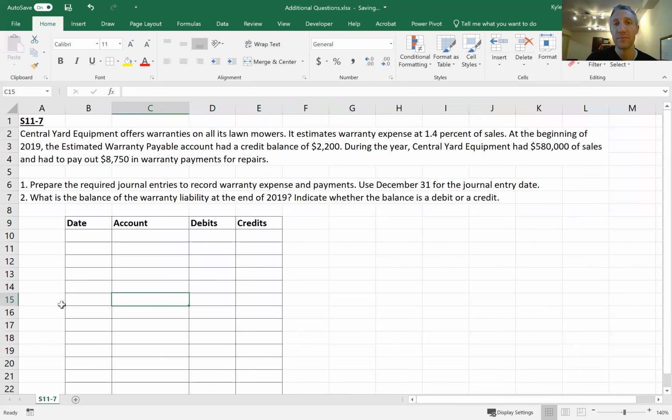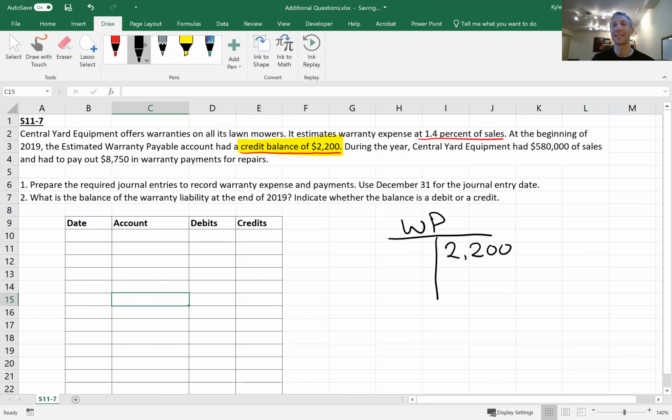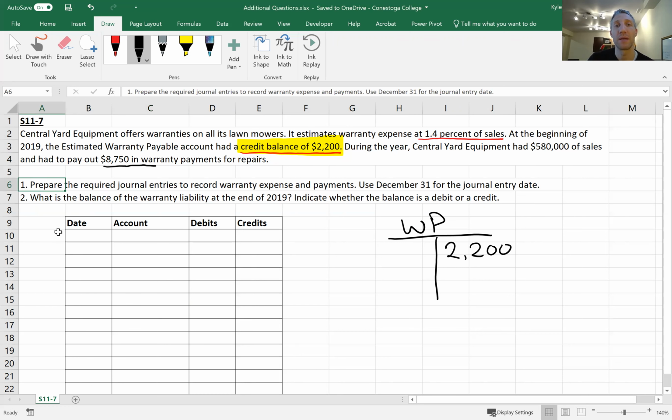So we know it estimates warranty expense to be 1.4% of sales. The beginning warranty payable account had a credit balance of $2,200. So looking at this in a T account, I'm going to say WP, warranty payable, is $2,200. That's at the beginning of the year. Then what happened is they made payments of $8,750 in warranty payments. What we need to do is record the warranty expense and the warranty payment.